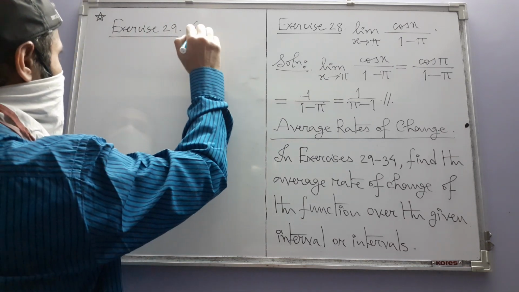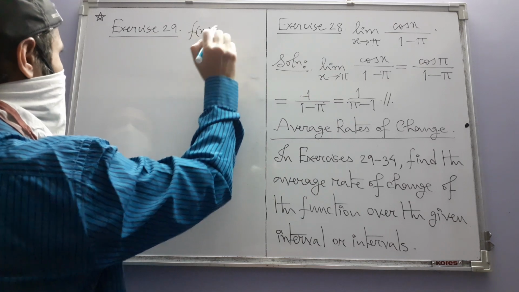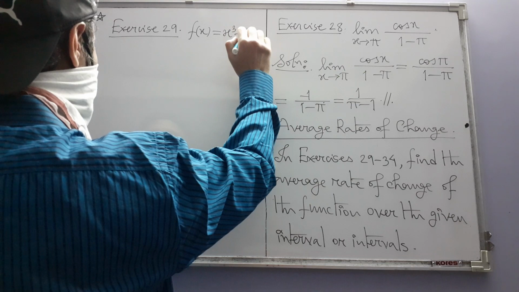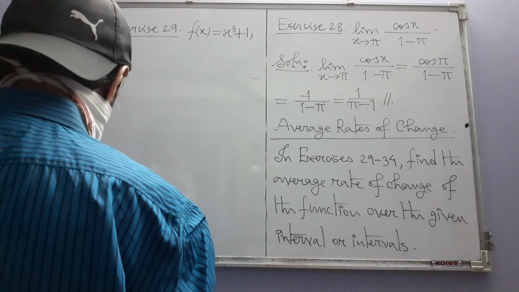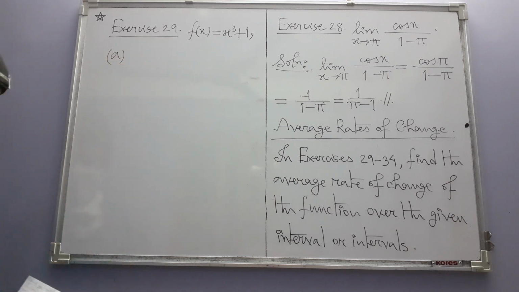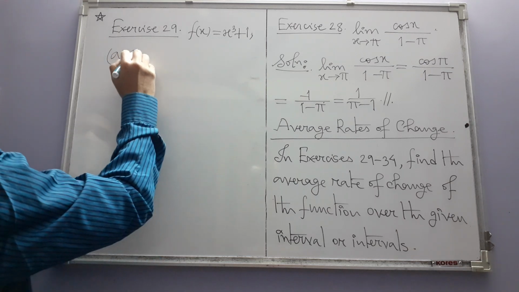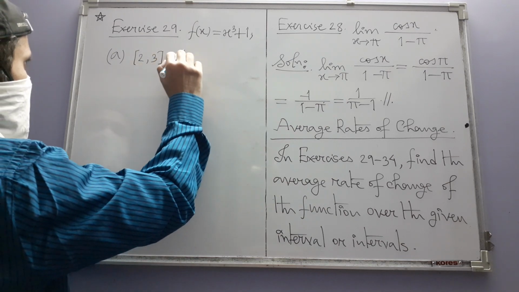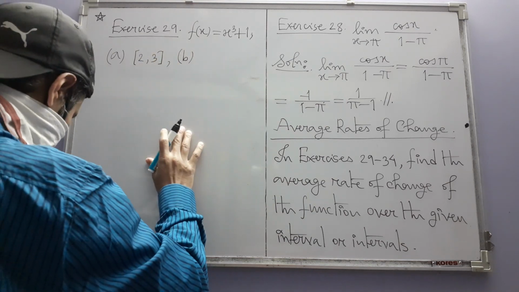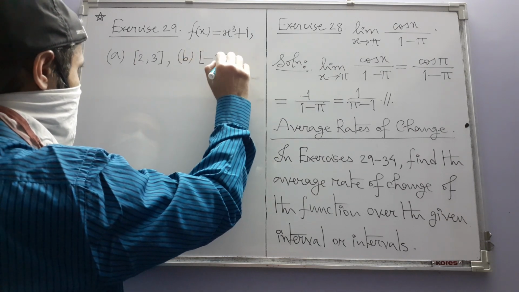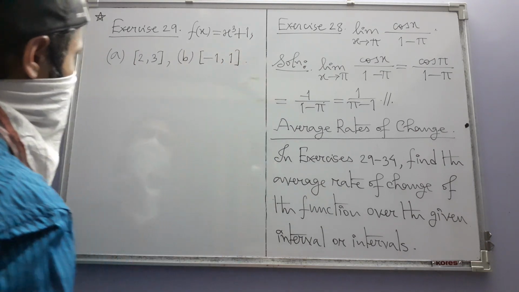So here the function is x cube plus 1, and there are two intervals given. In part A, the interval is the closed interval 2, 3, and in part B it's the closed interval -1, 1.